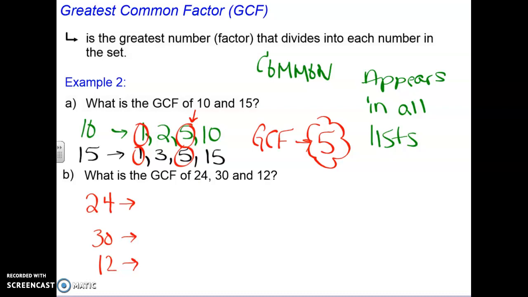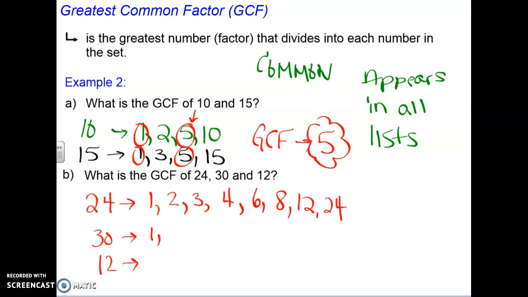So for an organized list, all of the numbers that divide into 24 are 1, 2, 3, 4, 6, 8, 12, and 24. And again, I'm coming up with these numbers because I'm taking 24 and I'm going in an organized fashion. Does 24 divide by 1 evenly? Yes. Does 24 divide by 2, on my calculator if you need to? Yes. And I go through until I get all of my numbers in the list.